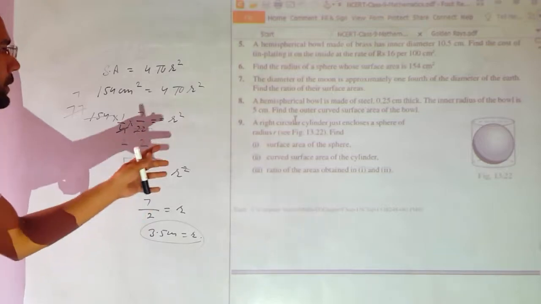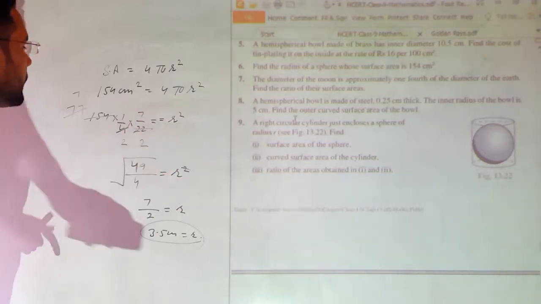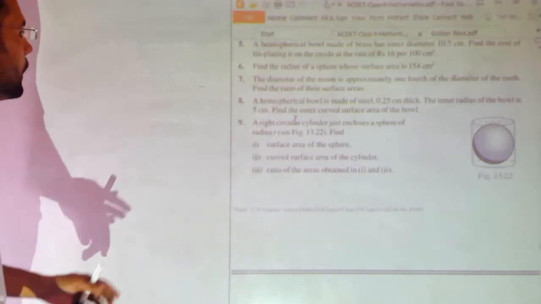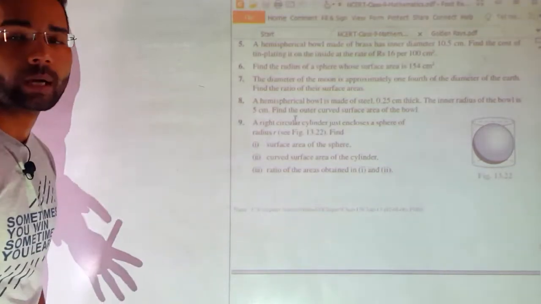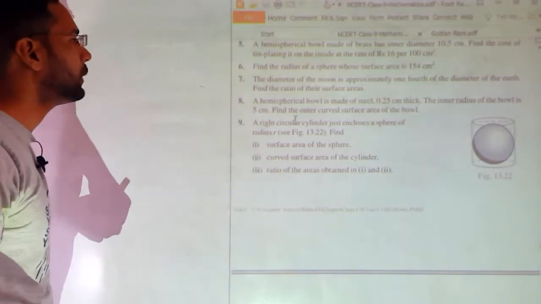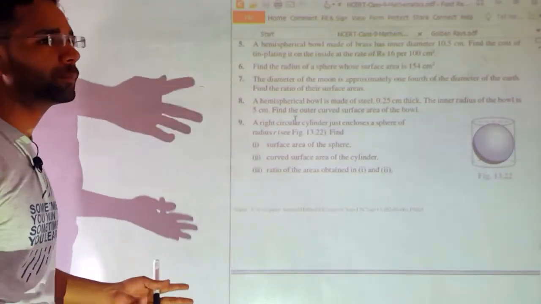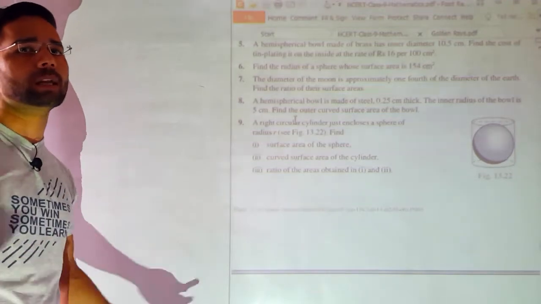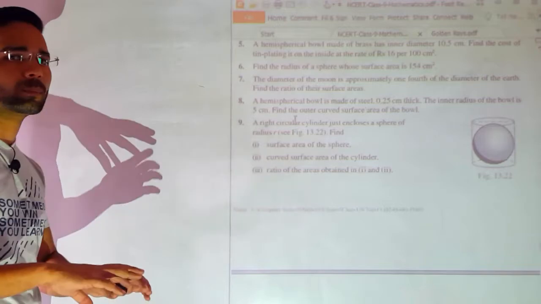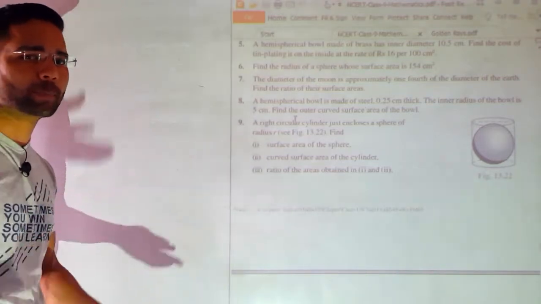Next question is question number 7. The diameter of the moon is approximately 1/4 of the diameter of Earth. Simple, because Earth is bigger than the moon. Find the ratio of their surface area. Both are in the shape of a sphere.